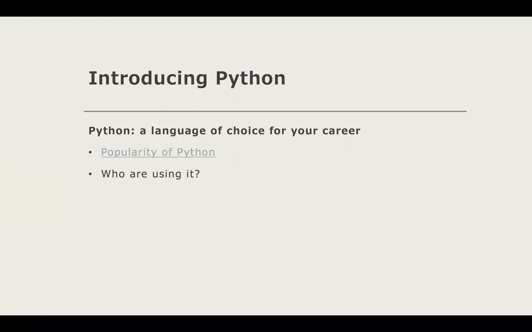Who are using it? Many internet companies like Google, Instagram, Spotify, and Netflix have used Python as one of their development languages. Python has become the language of choice for a vast number of developers around the world.